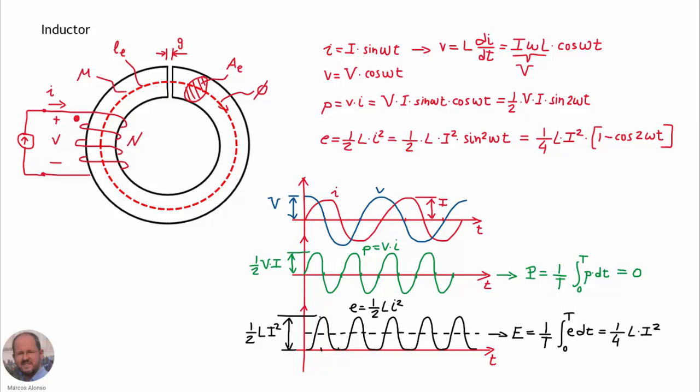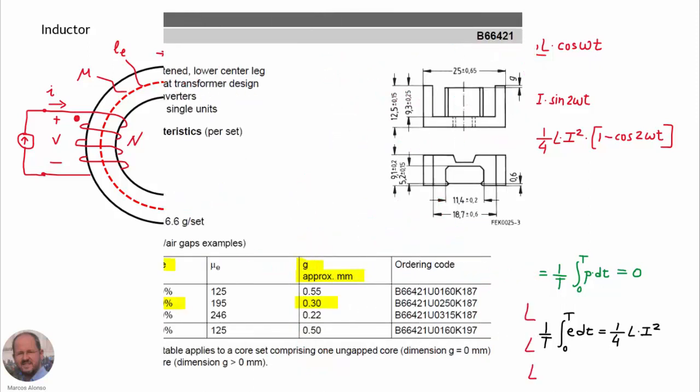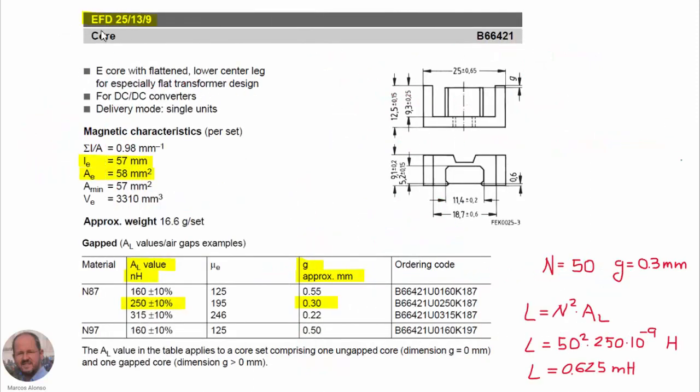So the inductor got this average energy somehow during the transient interval before reaching the steady state that we are showing in these waveforms. And this is why we say that inductors store energy in the form of a magnetic field. Let's do an example for this core here, the EFD25.